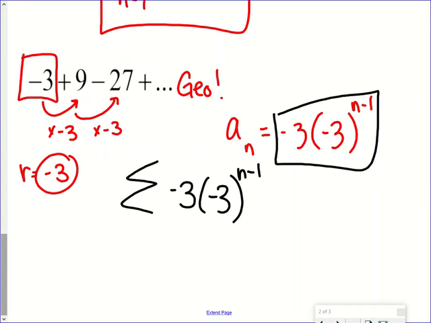Then I just have to decide what my n starts at. I'm hoping it's a 1. It usually is, but let's check it. So if I put n equals 1, I should get the -3 that I want in the beginning. So if I do a 1, 1 minus 1 is 0. Anything to the 0 power is a 1, so that goes away. So I have my -3, so I'm good. n equals 1. And then how many terms did I have? 1, 2, 3. Done.